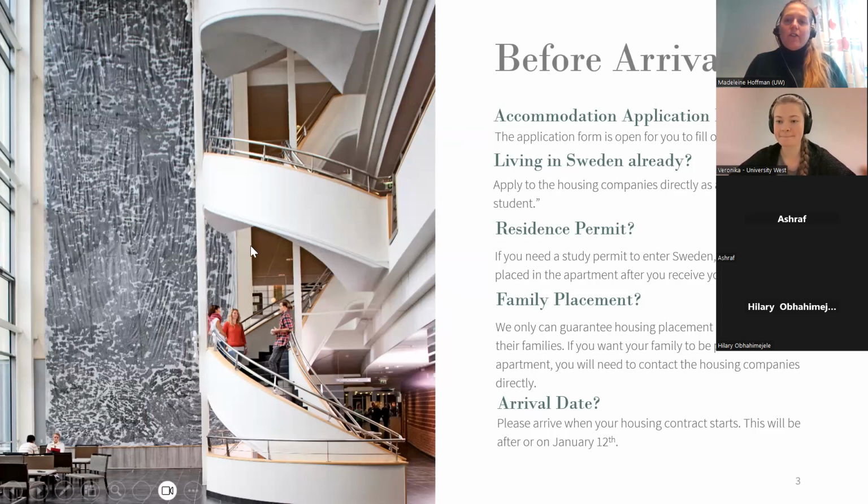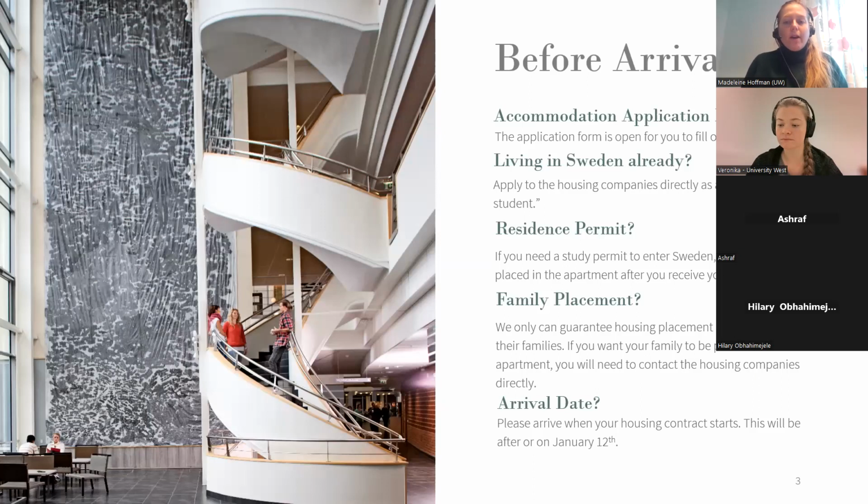We do get questions about family placement. Unfortunately, at the moment, we cannot guarantee housing for families. We don't even place families because they're not considered students, since the housing companies reserve student accommodation for not just international students, but Swedish students, so they need to prioritize students over their families. So if you want your family to be placed in an apartment, you will need to contact the housing companies directly, and we can have that information in the email, just which housing companies are in Trollhättan.